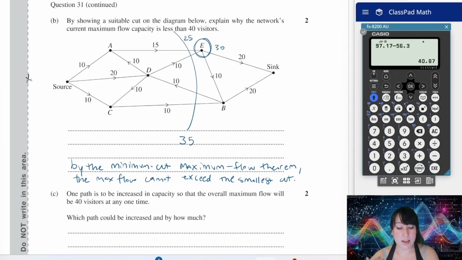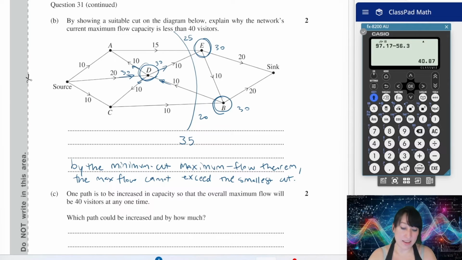Let's check other areas, see if we can identify something that has a bigger problem. Let's look at B. B has 20 coming in and 30 going out. So again, that could actually take more coming in. And then let's go and check D. So D has the 20 and the 10 coming in here and here. That's 30. And it has 30 going out. So that one seems okay.